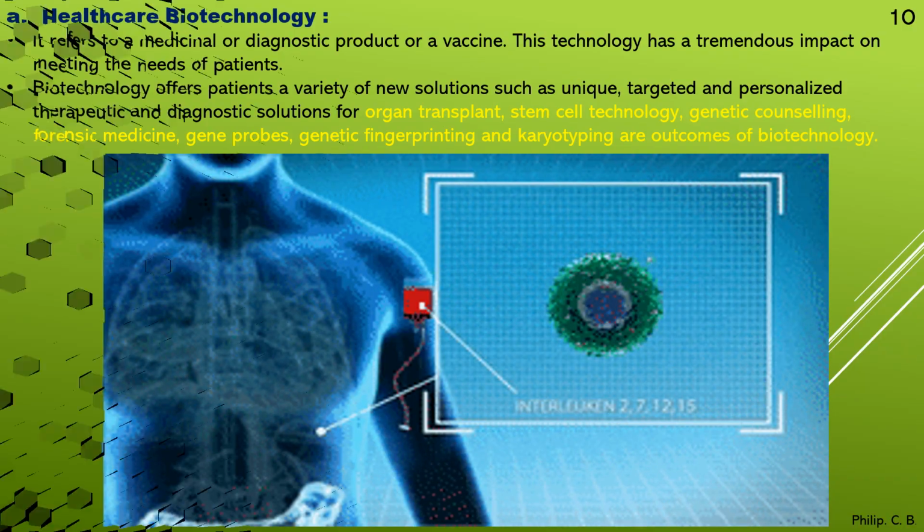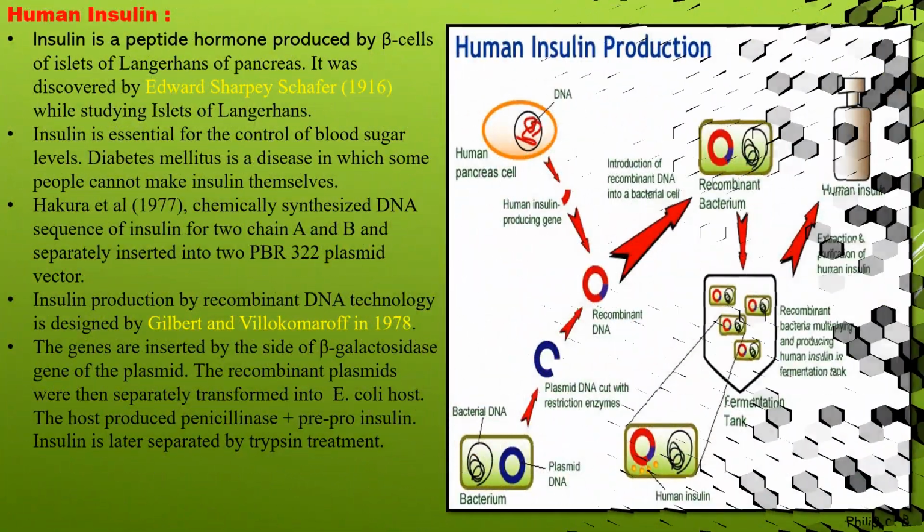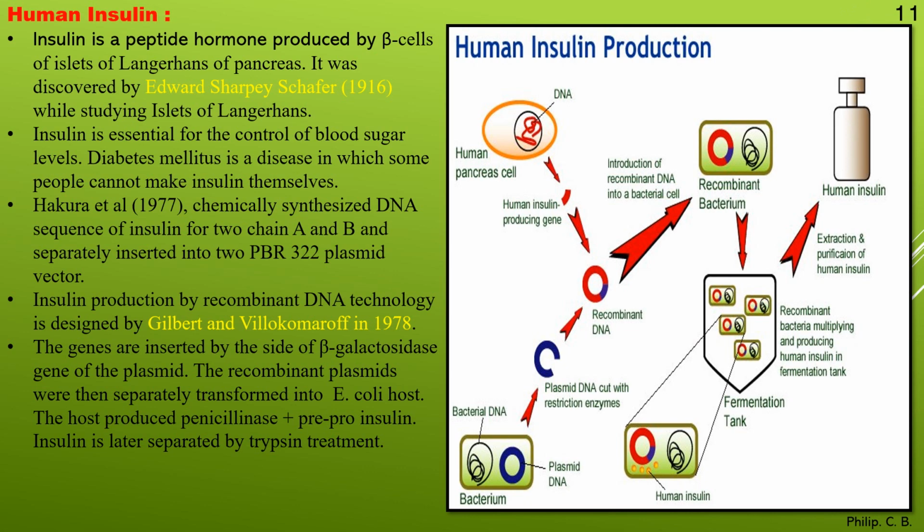Further, human insulin. As we know, human insulin is very important for diabetic patients with type 2. Insulin is a peptide hormone produced by beta cells of the islets of Langerhans of the pancreas. It was discovered by Edward Sharpey-Schafer in the year 1916 while studying the islets of Langerhans. Insulin is essential for control of blood sugar levels.